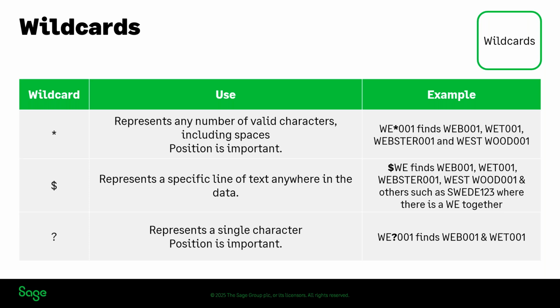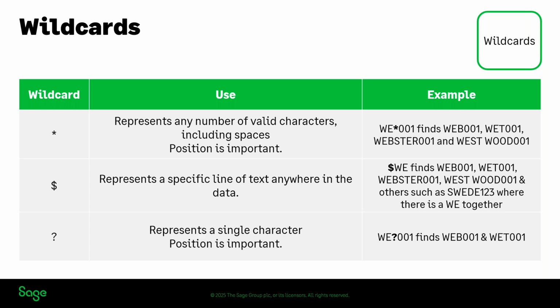So you can apply these wildcards into your search box, or you can apply it into your filter box as well. So you've got the asterisk. This represents any number of valid characters, including spaces. So position is important on this. For example, on the right hand side, you've got WE asterisk 001. That will look through your data, for example if we're in customers again, for anything where it's got the WE 001 and then any character where the asterisk appears. I will show you in the software in just a moment so you can see it in action.